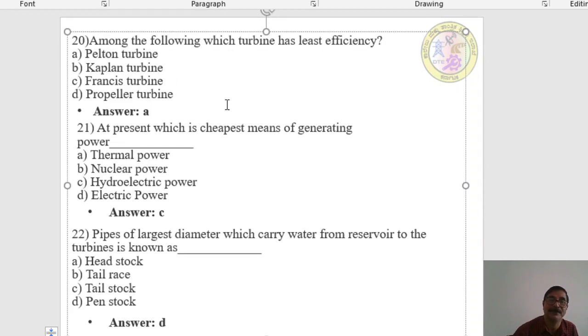At present, which is the cheapest means of generating power? Thermal power, nuclear power, hydroelectric power, or electric power. So hydroelectric power is the cheapest because water is available in plenty and cheap. Question 22. Pipes of largest diameter which carry water from reservoir to the turbine is known as dash.